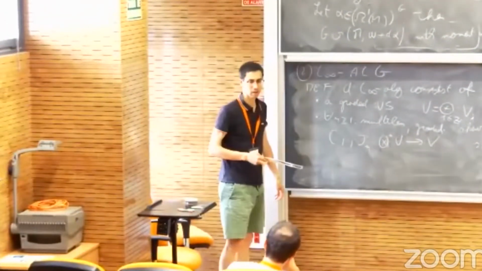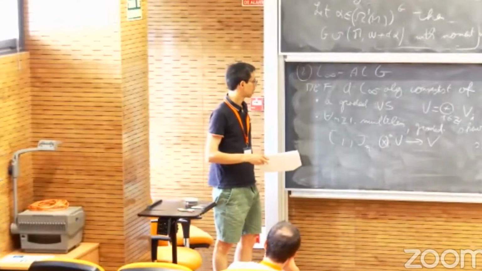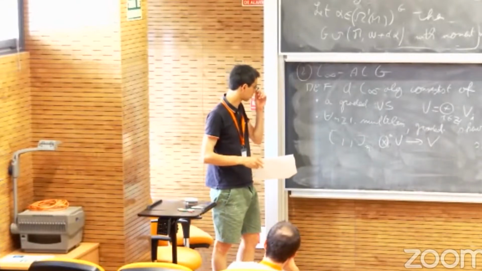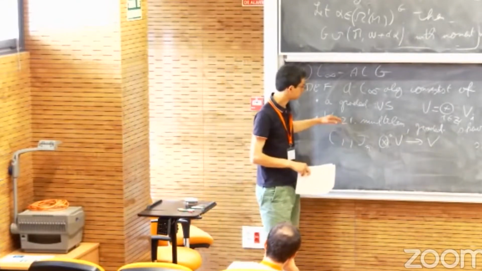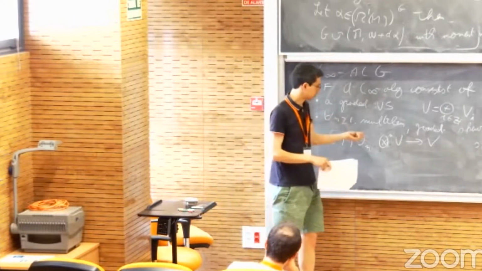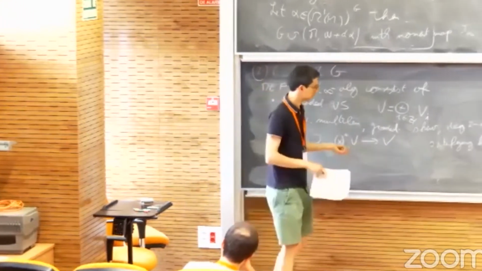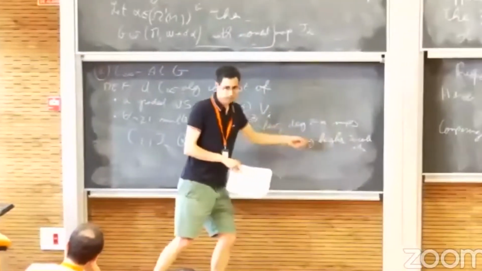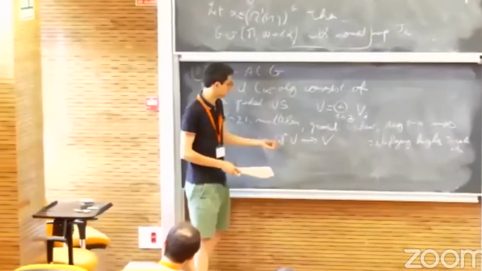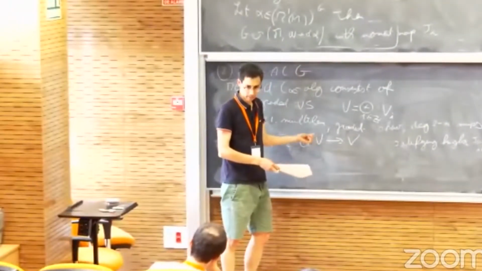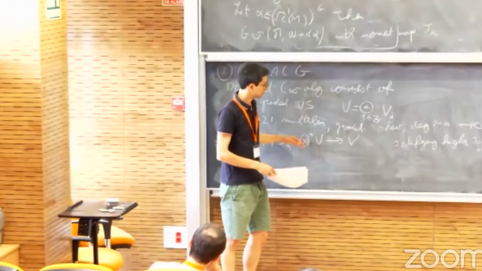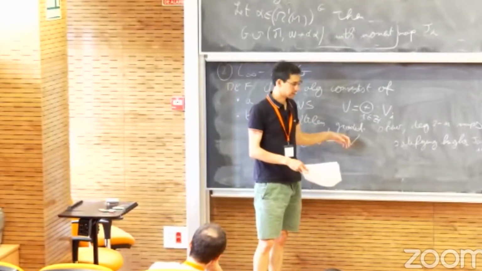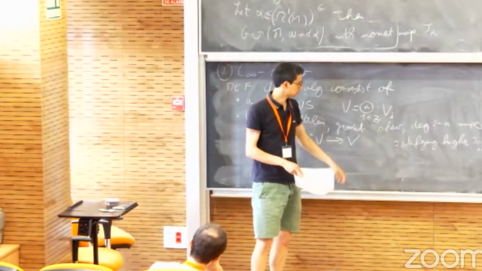So how does this behave with respect to the grading exactly? For every n, you have one of these maps that takes n inputs and one output. Saying that it has degree 2 minus n means that if you plug in homogeneous elements, so elements with a well-defined degree, the result will have as degree the sum plus this number here.